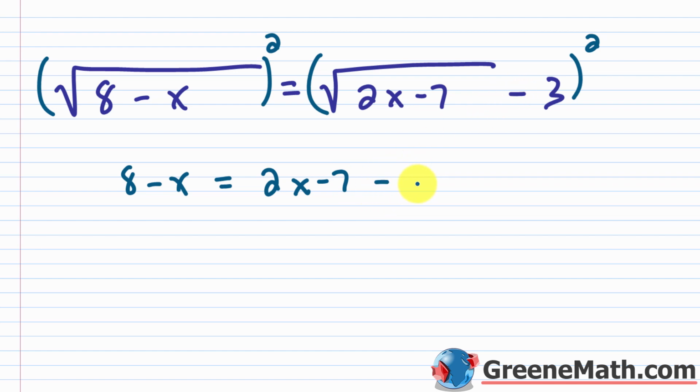Then you have the minus. You have 2 times this guy times this guy. 2 times 3 is 6, and then times your square root of 2x minus 7. And then squaring the last guy, if I square 3, I get 9. So this is plus 9.